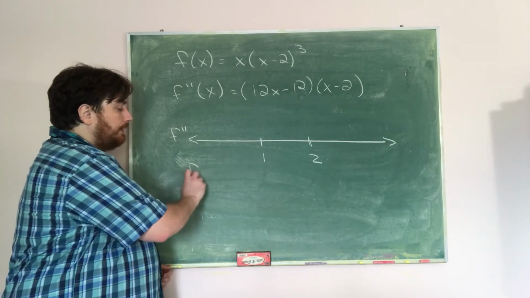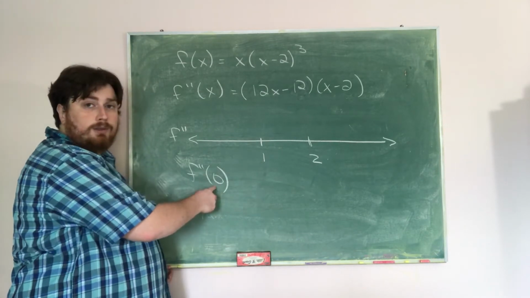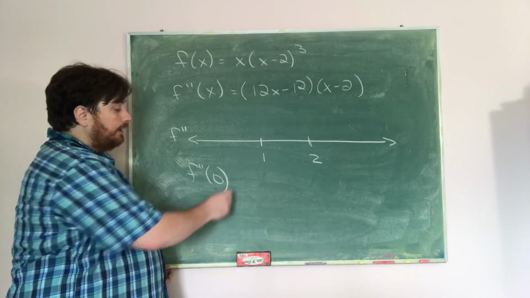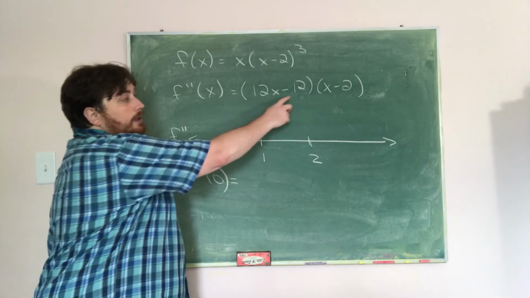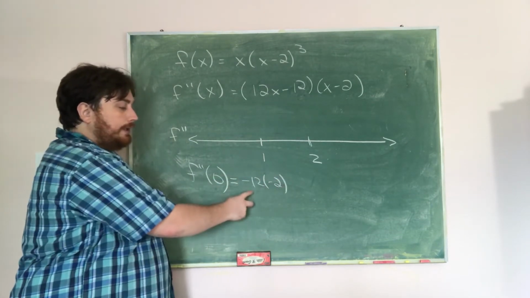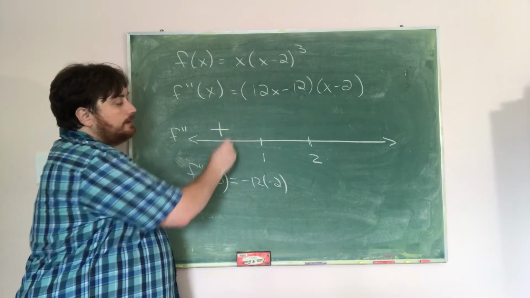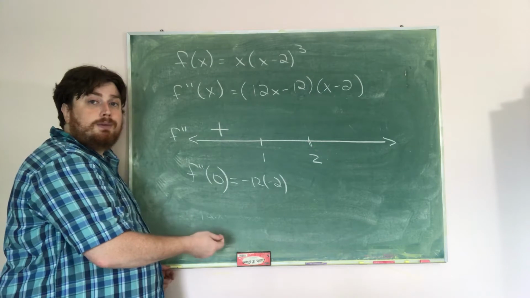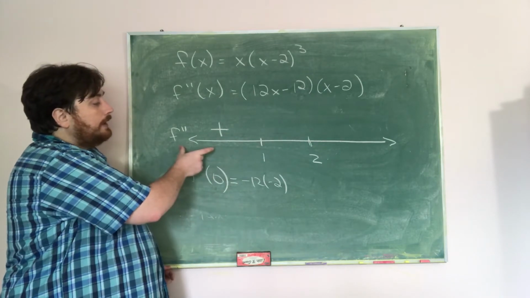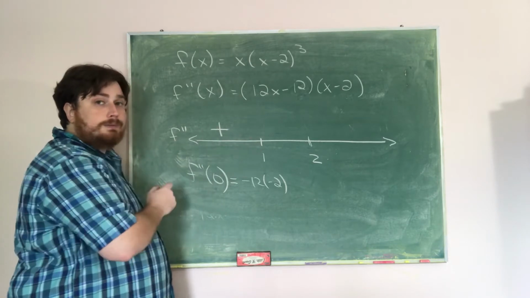So I'm going to find the second derivative at some point that's less than 1, let's say 0. That sounds like an easy one to calculate. If I do that, I get negative 12 times negative 2, which is positive 24. I'm not really worried about the answer itself, I just want to know that it's positive. So that tells me that my second derivative is positive on the interval negative infinity to 1.